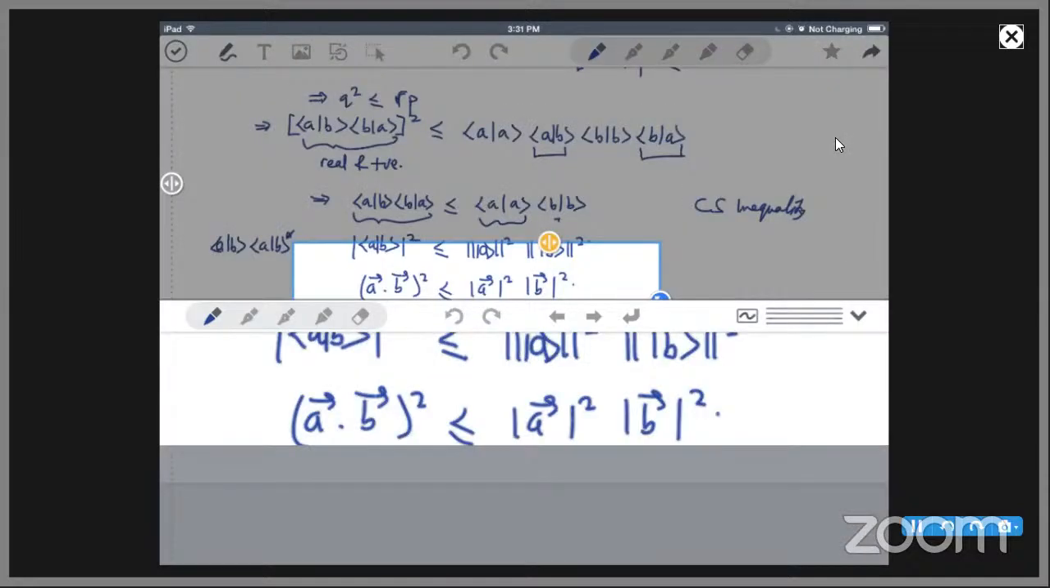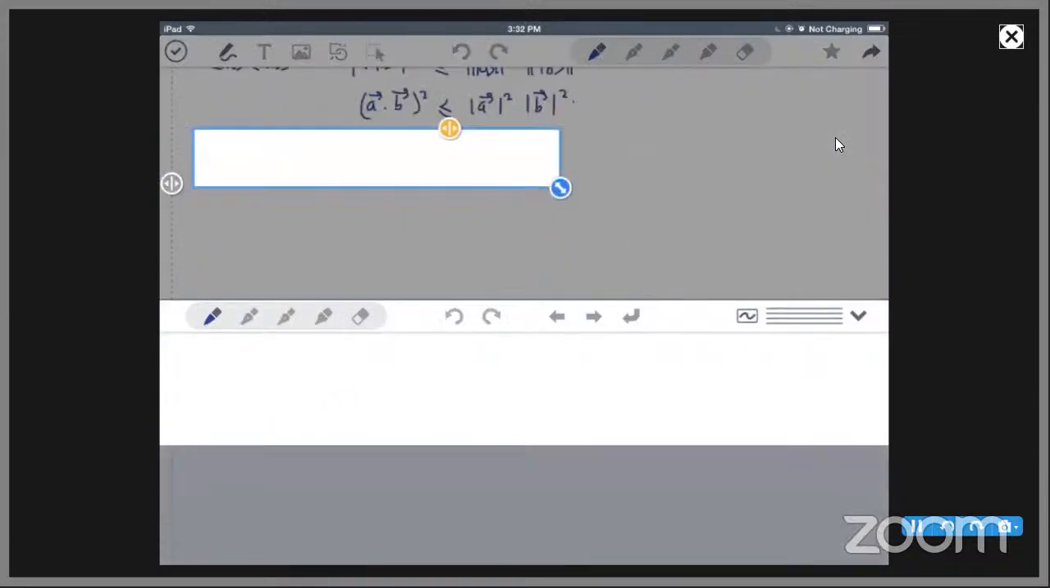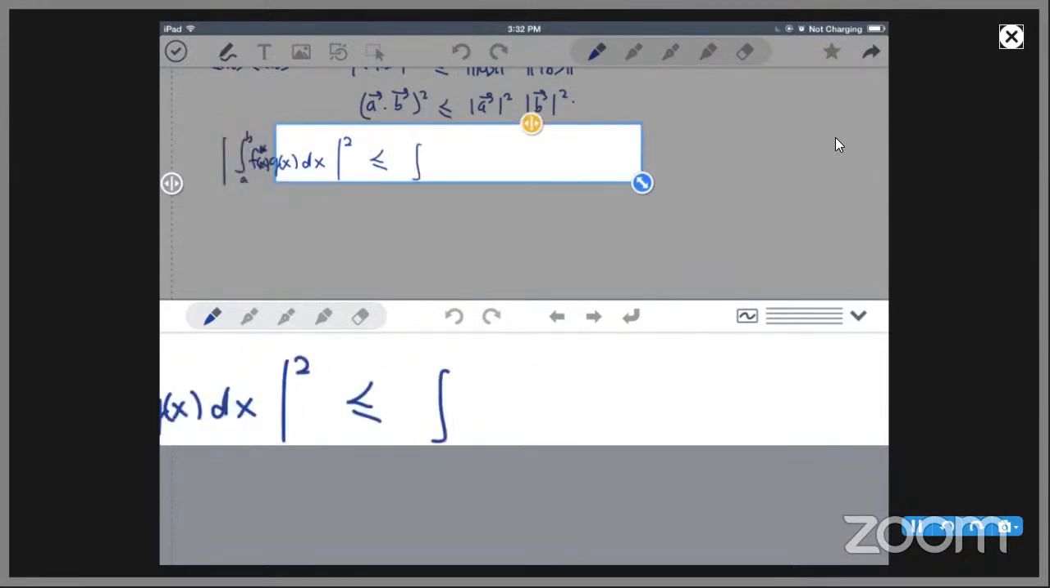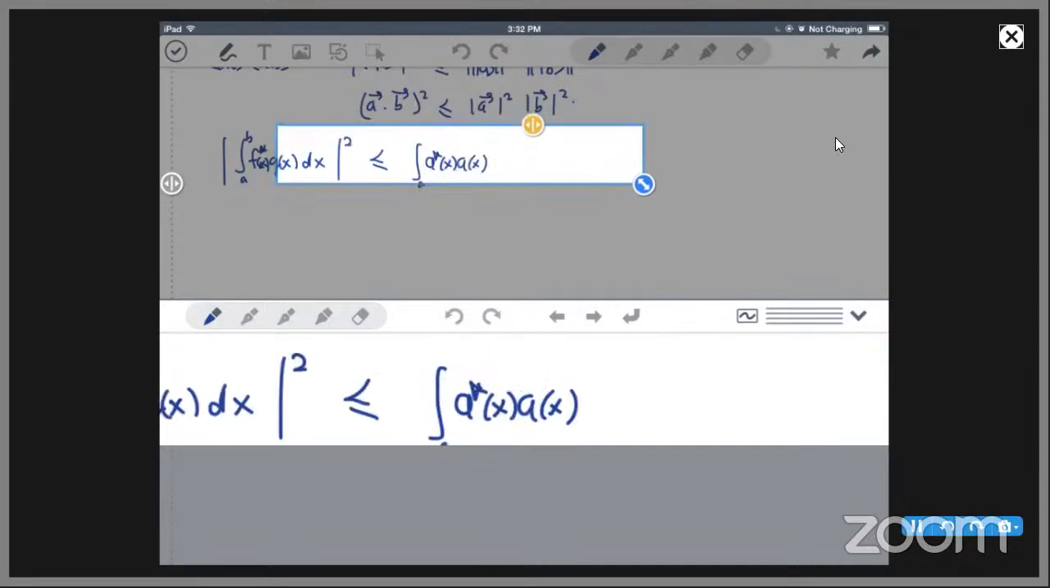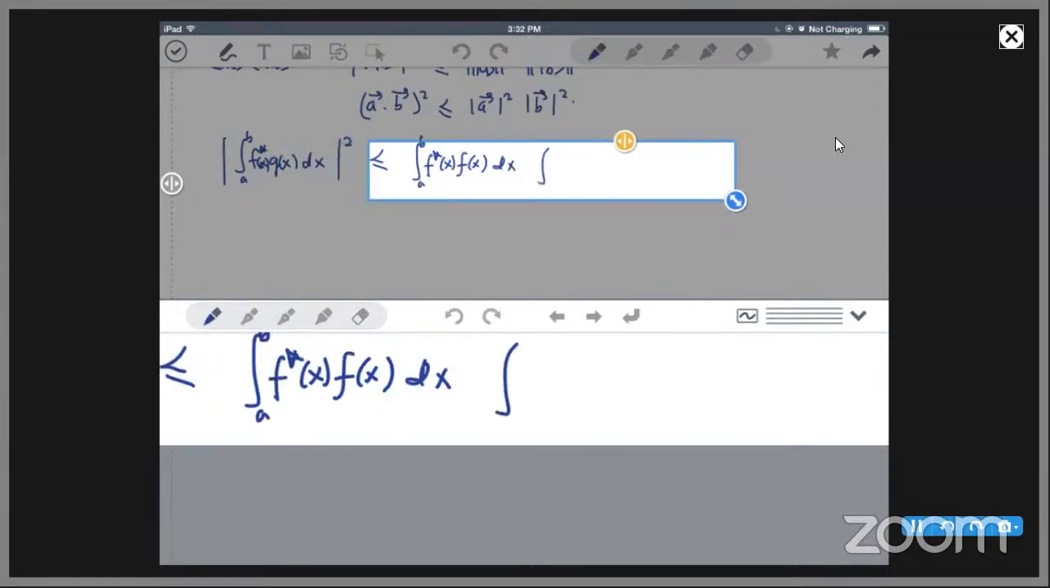And with integrals also, if you define an integral, then you can write it as the modulus of the integral of f star times g dx, squared, is less than or equal to the integral from a to b of modulus f squared dx times the integral from a to b of modulus g squared dx.